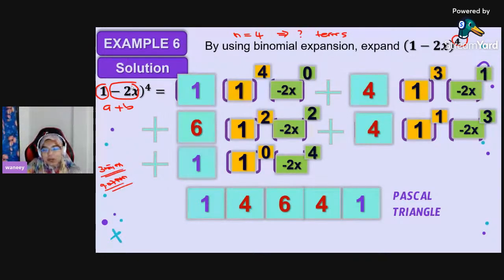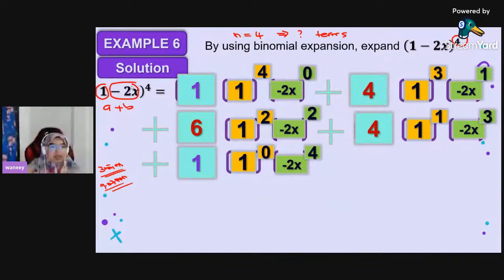Okay, so now of course we should try to simplify them a little bit. Okay, so now let us go to each of the terms. Okay, 1 will stay as 1. So 1 to the power of 4 is actually 1. 1 to the power of anything is 1. So yang ni jadi 1 juga. 1, 1. So we have negative 2x to the power of 0. Anything to the power of 0 is actually 1.